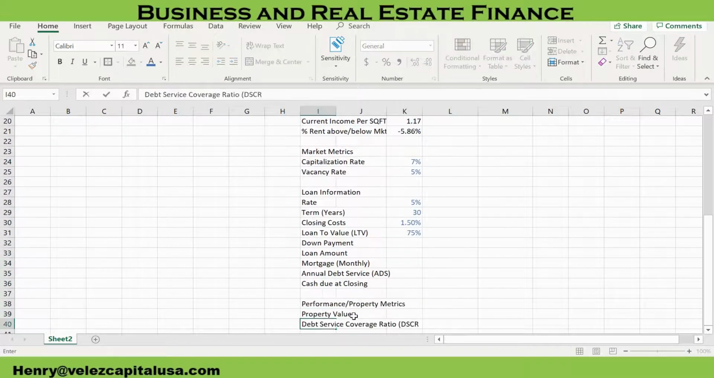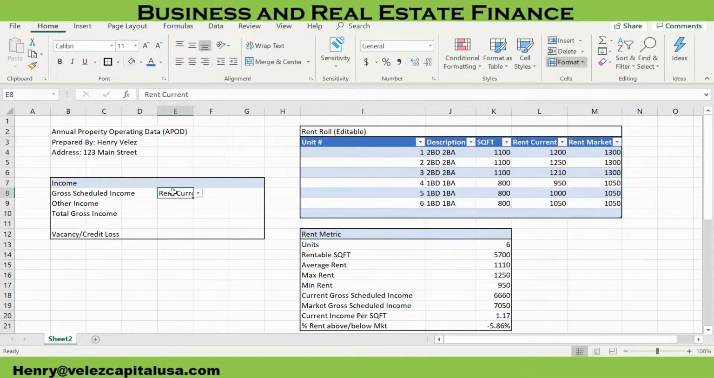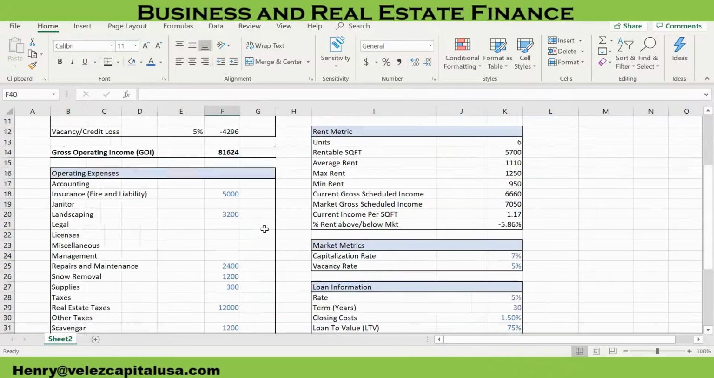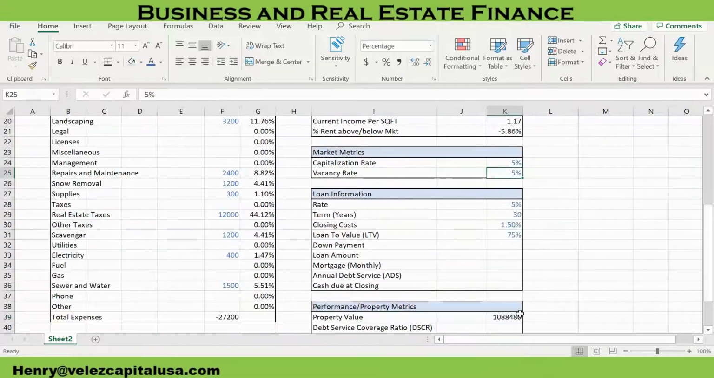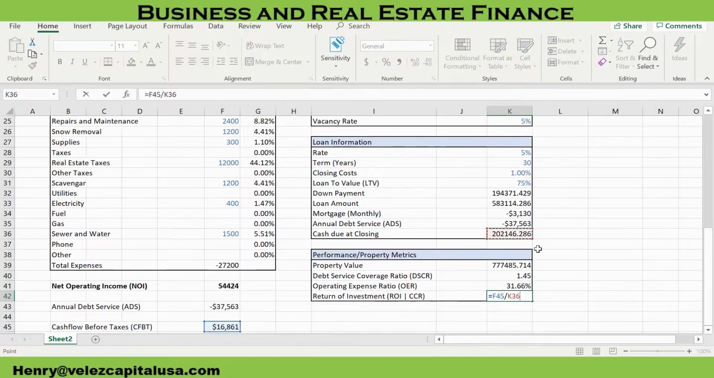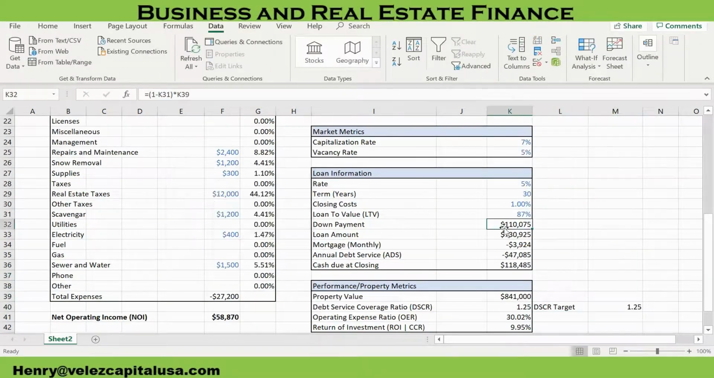So 2 bed, 2 bath, and we'll say 1,100 square feet. The current rent is $1,200, but after some research, you realize that the market rent is $1,300. And we'll get into why we track that as well when we do some financial modeling.